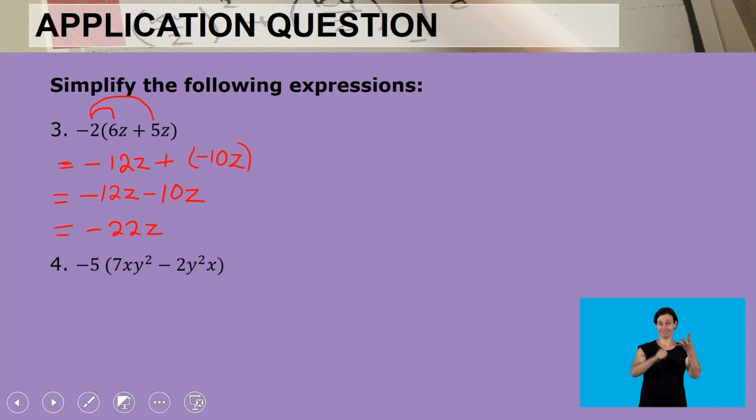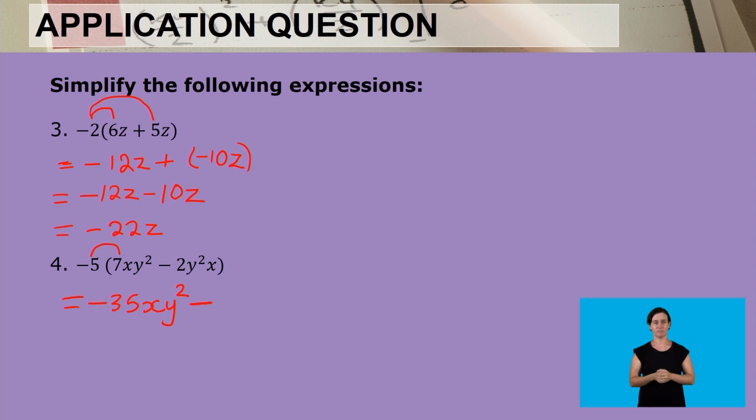The fourth question there, we are still multiplying a binomial with a monomial. Let's go right ahead and multiply it. So -5 multiplied by 7, that is a -35. And then we have those variables there, which is an x and a y squared. Then we are subtracting in this binomial. We are going to now multiply a -5 with a 2. That is going to give us a -10. And again, we have the variables of y squared and an x.